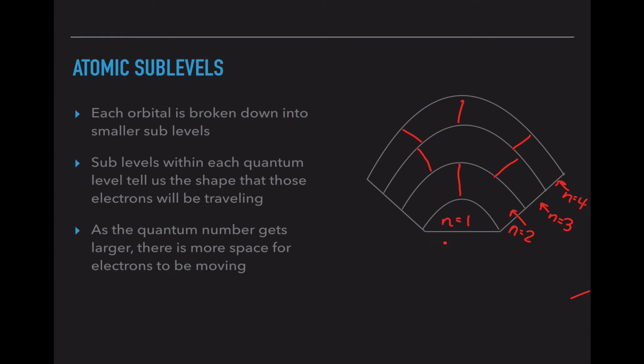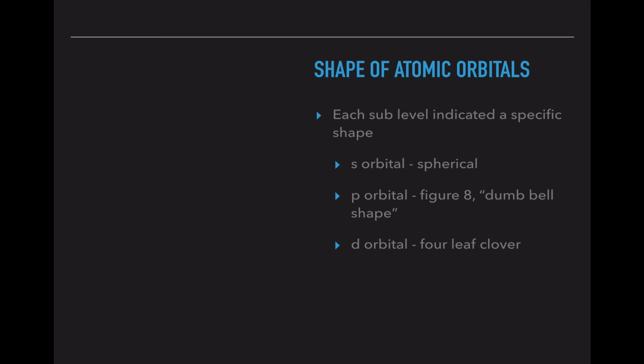So in class, we're going to talk about 3 quantum sublevels specifically: the s orbital, the p orbital, and the d orbital. We are going to mention the f orbital. Since there is such a high energy and there are so many electrons being shared, those tend to have weirder shapes, so they're harder to picture or harder to show. So atomic sublevels, they tell us the shape that the electrons will be traveling. The shape of the atomic orbitals.